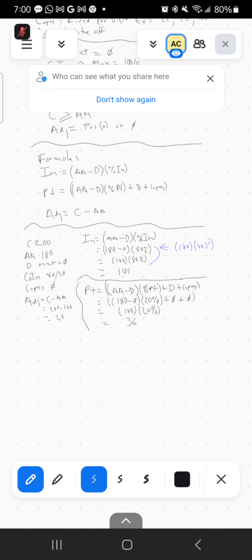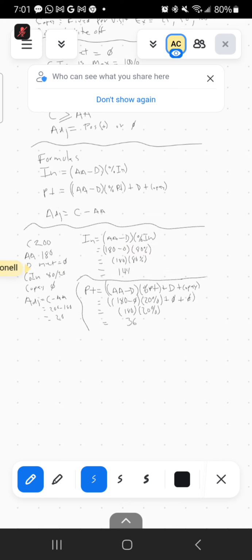So what did you get before? I was paying attention, and then I heard her say 144 and I was like, okay, how did she get that number? She got it by multiplying these two numbers: 180 times 80%. Yes or no? Yes.